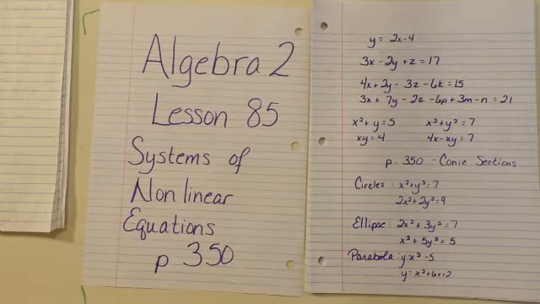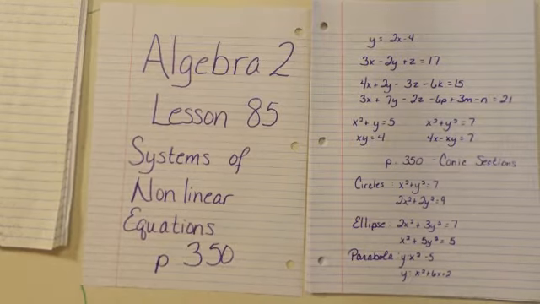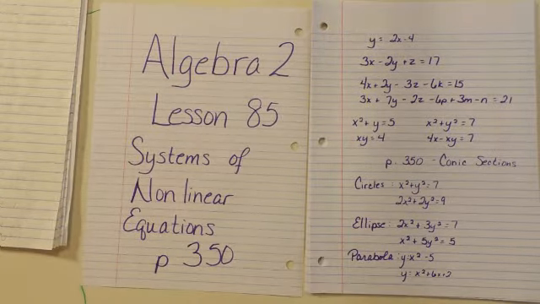Hi, this is Algebra 2, Lesson 85. We're going to talk about systems of nonlinear equations, and we're starting on page 350.